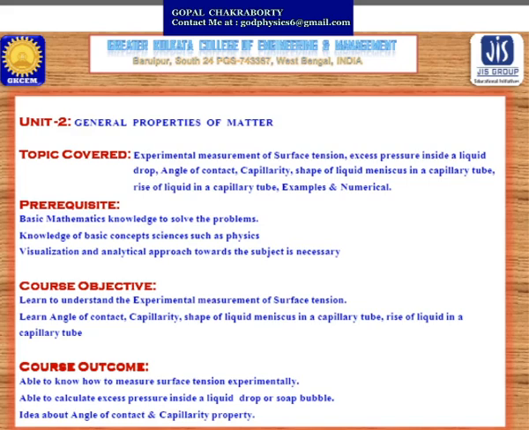So, after completion of this course, students will be able to know how to measure surface tension experimentally. They will also be able to calculate excess pressure inside a liquid drop or a soap bubble. They will have an idea about angle of contact and the capillarity property. These are basically considered as the possible course outcomes.